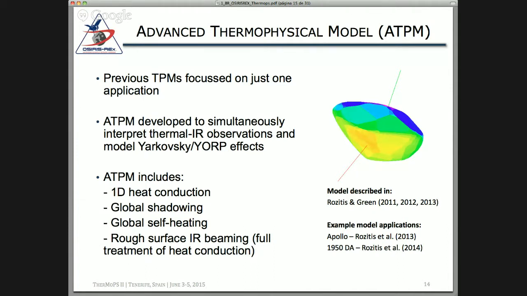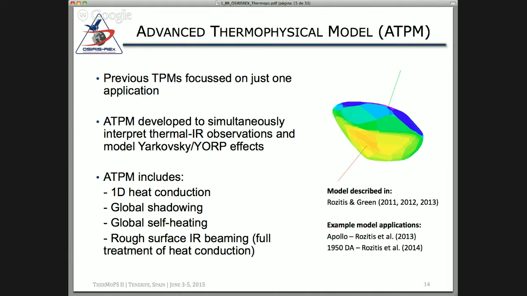The ATPM includes 1D heat conduction, global shattering, global self-heating, and rough surface thermal infrared beaming effects. In particular, I have full treatment of heat conduction within the surface roughness craters, because we'll be interested in the night side temperature, which the Lambertian approximation doesn't work for. It also allows you to accurately compute the Yarkovsky and YORP effect in the presence of surface roughness, which the Lambertian approximation doesn't do a good job of. The model is described in these papers, and some example applications are in these. And Jürgen explained the application to 1950 DA earlier.